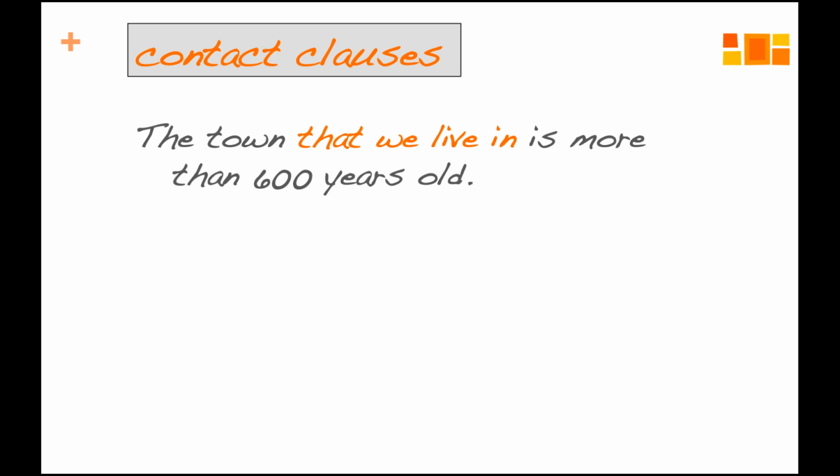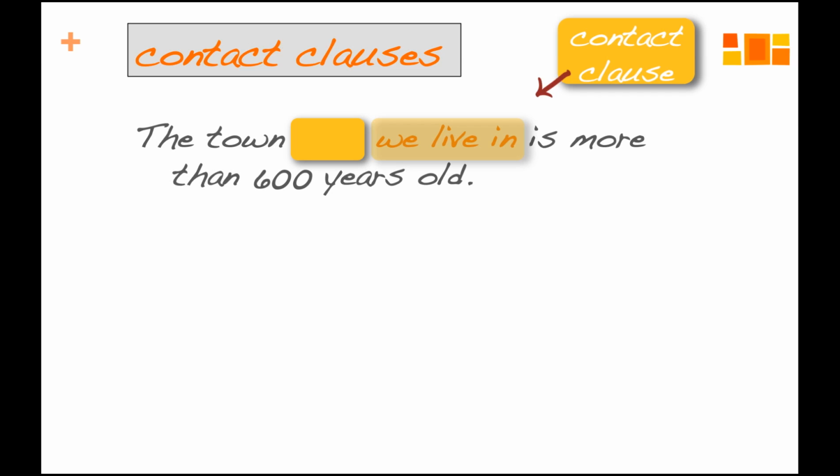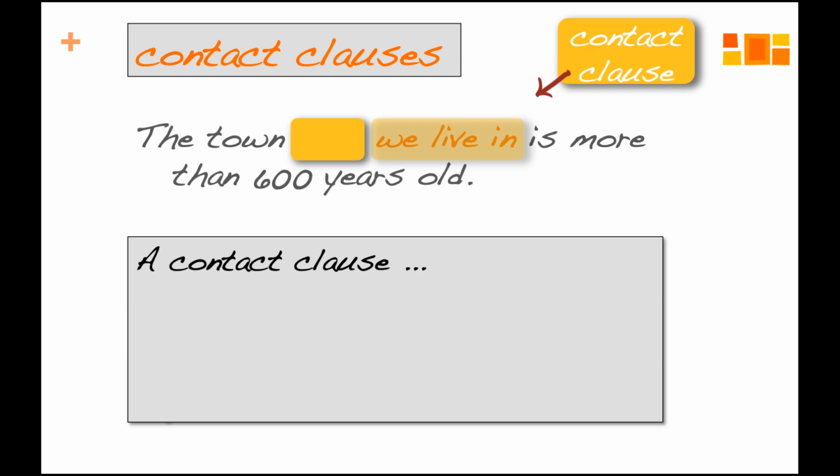Let's make a contact clause. Here it is. The town we live in is more than 600 years old. "We live in" is our contact clause. We've thrown out the relative pronoun, and the subject of our defining relative clause here, the "we", makes direct contact to the main clause. And this is the definition of a contact clause, pretty much.